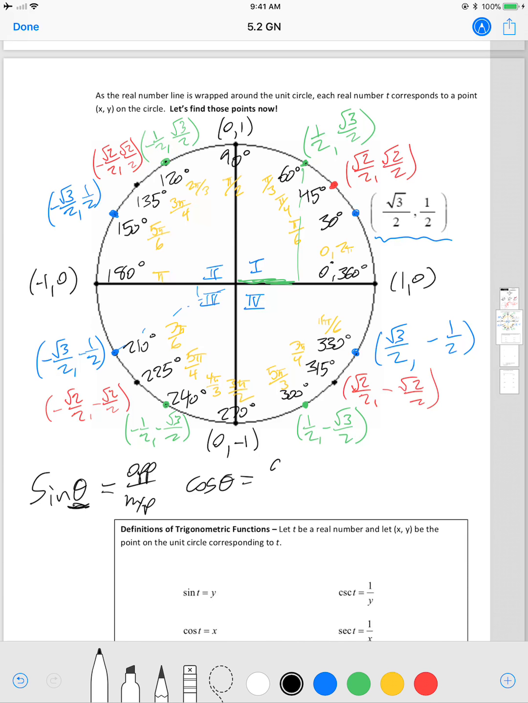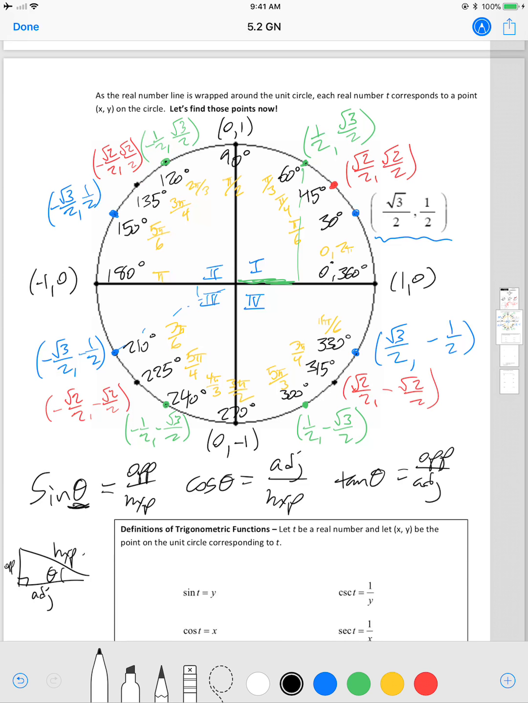Cosine of theta is the adjacent side of the triangle over the hypotenuse of the triangle, and tangent of theta is the opposite side over the adjacent. So this is how the Greeks defined these functions. They're just ratios of the sides of a triangle. So if we want to look at a triangle here, if this is our theta, then this is the opposite side, this is the adjacent side, and this is the hypotenuse of the triangle.